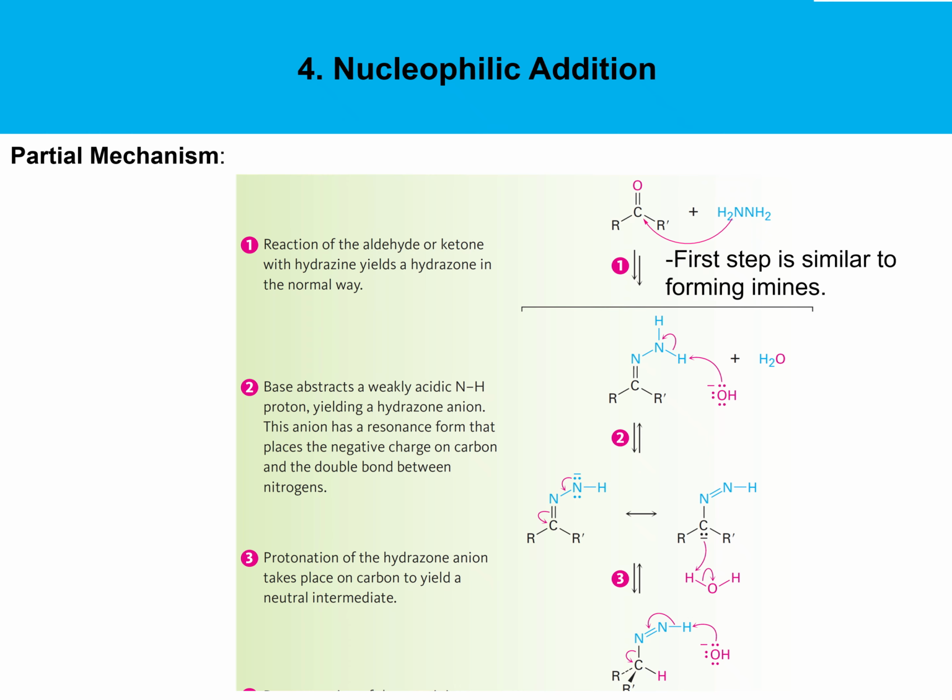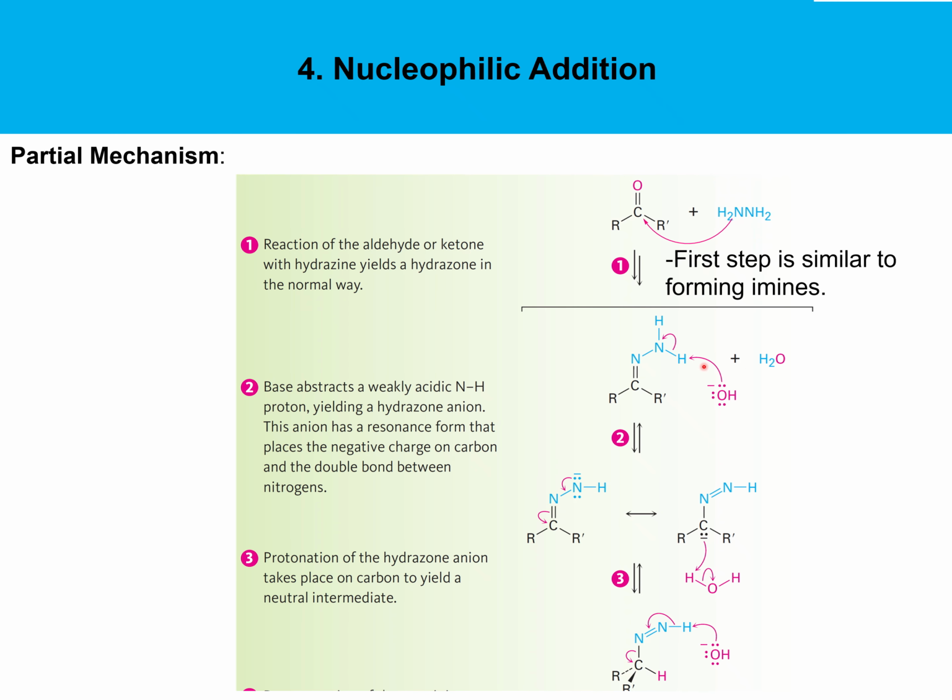Let's take a look now at the mechanism for the Wolff-Kishner reaction. The reaction starts by hydrazine attacking the carbonyl of the ketone or aldehyde, and then through a series of steps, we will eventually produce the imine derivative, which we see here. Note that this is the same mechanism we saw in the last section.